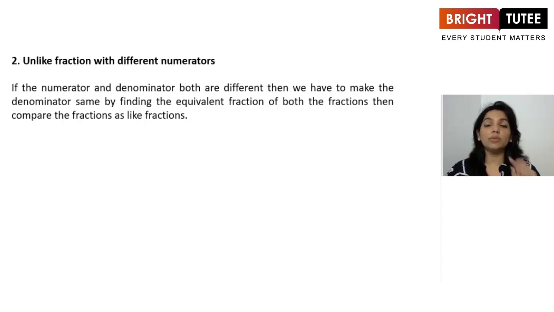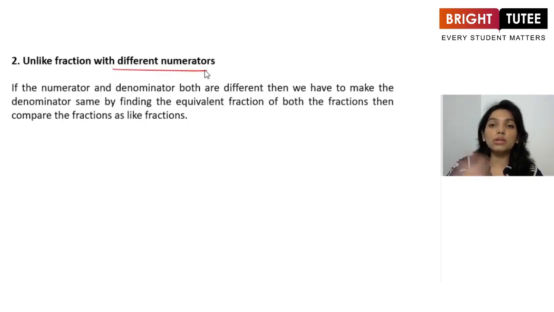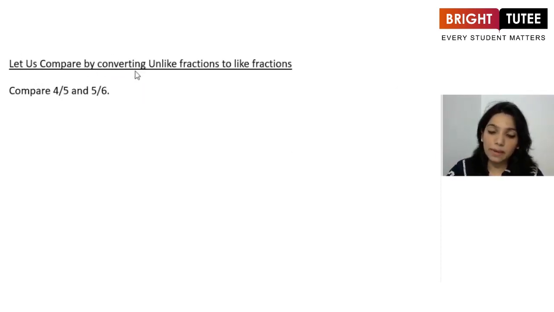Now we are working with the next condition, where the fractions are unlike. That means the denominators are different, and the numerators are also different. So these are totally random fractions that will be put in front of you. It says let us compare by converting unlike fractions to like fractions.